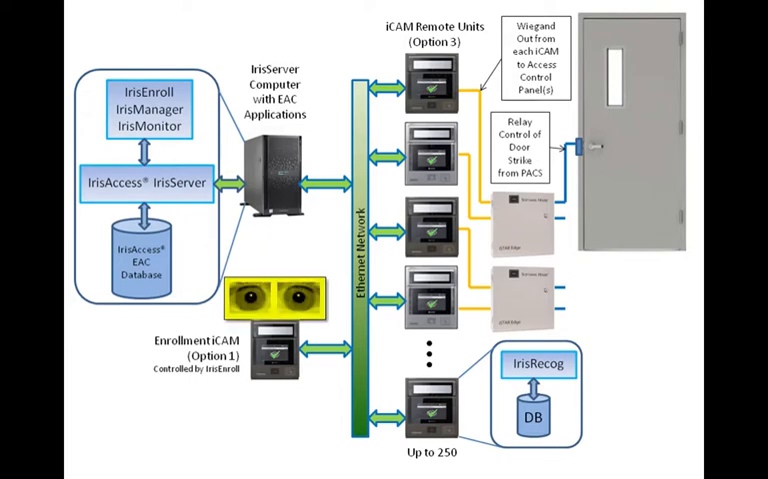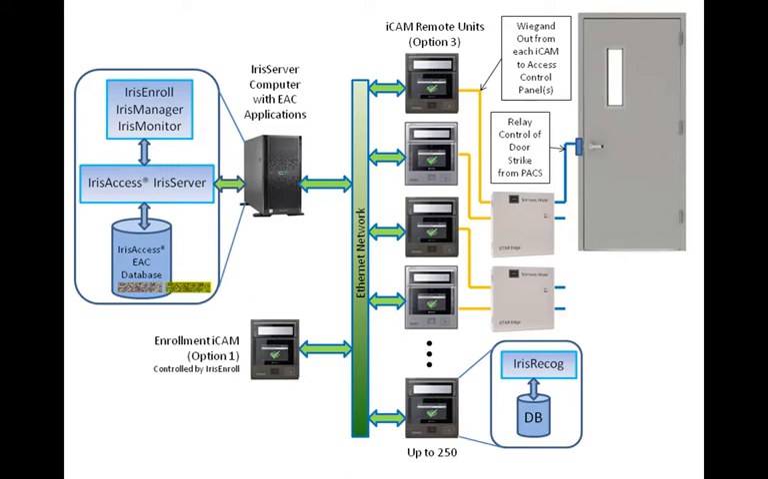For enrollment, the user presents their eyes to the enrollment camera. The enrollment camera then takes the iris images and converts them to a 512-byte iris code. This iris code is then sent to the Iris Server and then stored in the Iris Access EAC database.